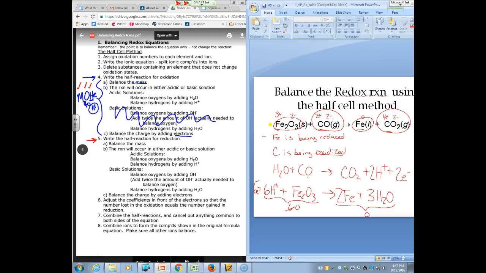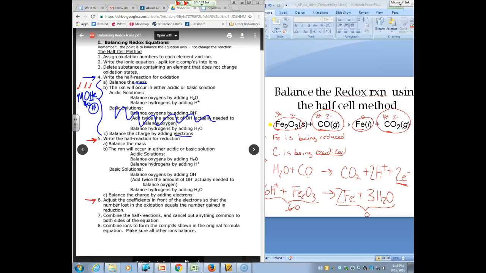Now, when you do a properly balanced redox reaction with this method, your electrons should end up on opposite sides, one on the left and one on the right. Now, these electrons you have never seen in a chemical reaction, and you won't, because the next step is to try and get rid of them.